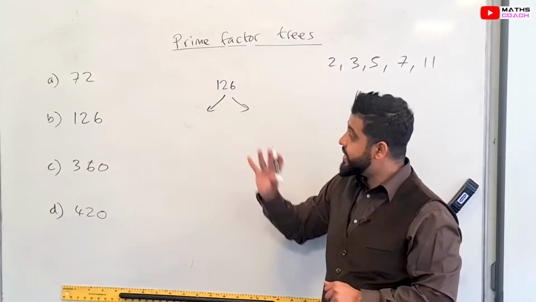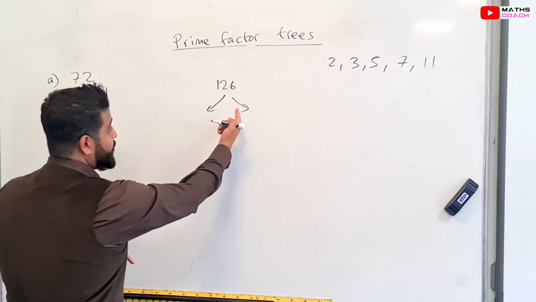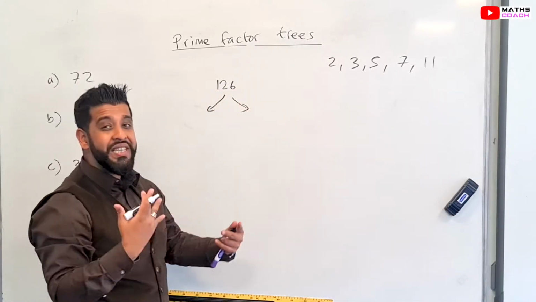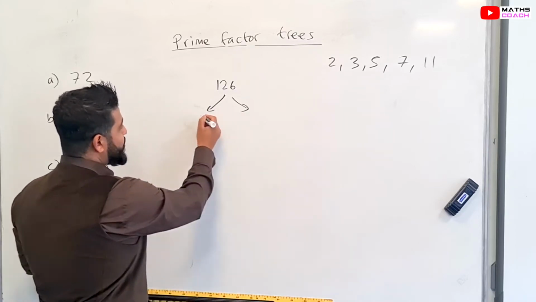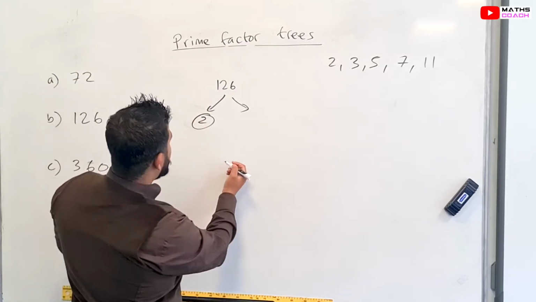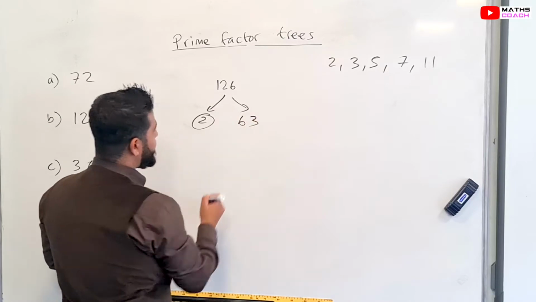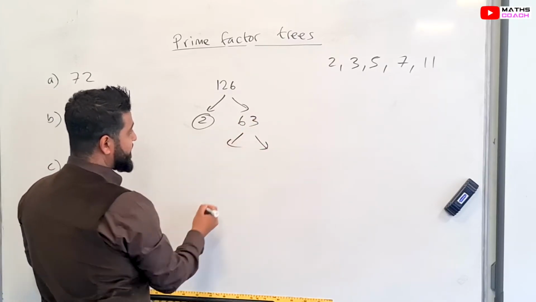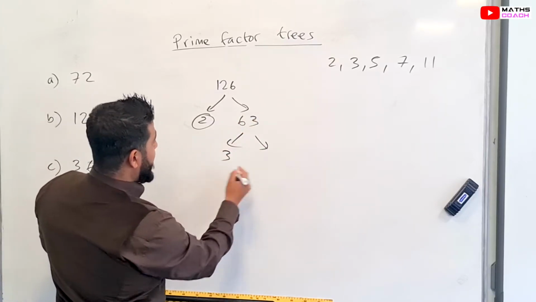So on to 126 now. So once again, we'll do 126. What does it divide by? It's probably easiest to try and divide by the smaller numbers. So it's 2 in this case. So 2 and what? So you get 2 times 63. So therefore you continue with 63. You divide by 3, 3 and 21.